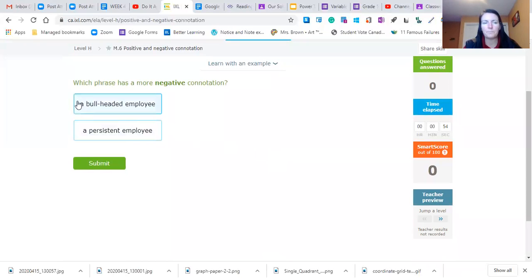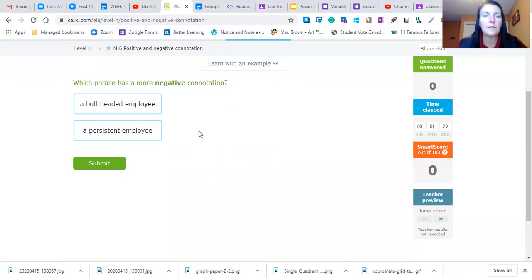Okay, so let's have a look. Which phrase has a more negative connotation? A bullheaded employee or a persistent employee? If an employee is being persistent, that means that employee keeps asking and keeps asking. You might be asking for a cookie out of the jar, and mom says no. A lot of moms have the rule, like mine, if you ask again, well, then it's no tomorrow also. So that tells me to stop being persistent about something, but sometimes it's good to be persistent.